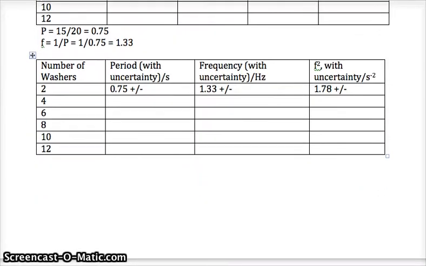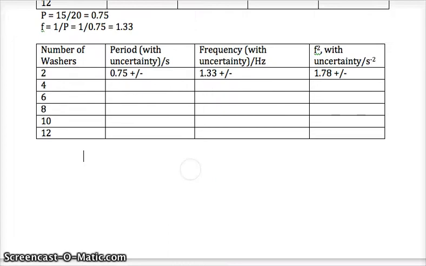So in order to calculate the uncertainty, we start with period. So what's a reasonable uncertainty in period? I don't know. When I've done this, I feel like if you have 20 oscillations, maybe it could be plus or minus 1 second. But you don't need to use that. You can use something that seems reasonable for you.